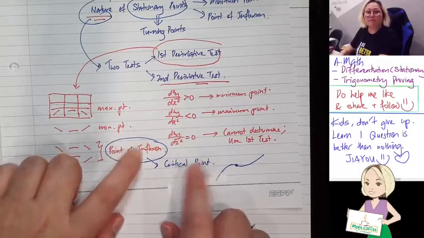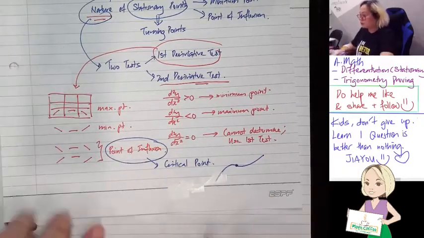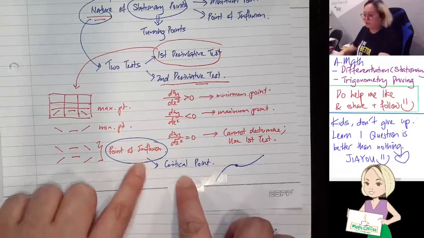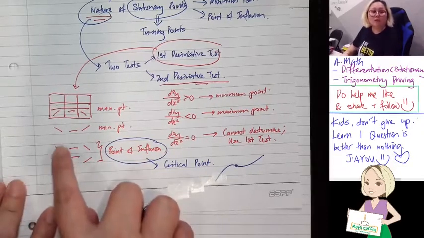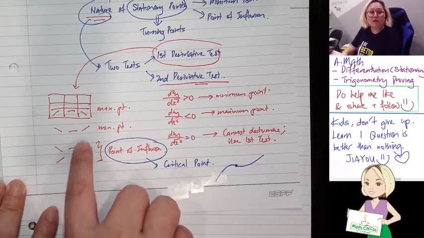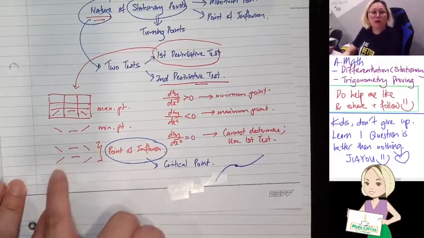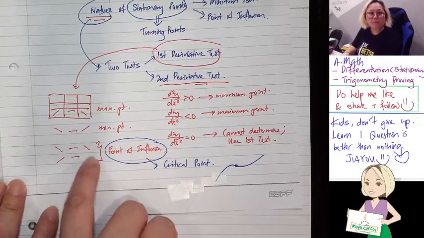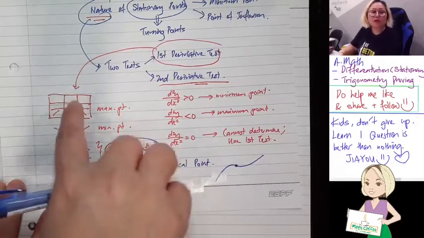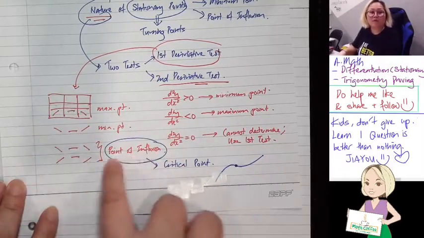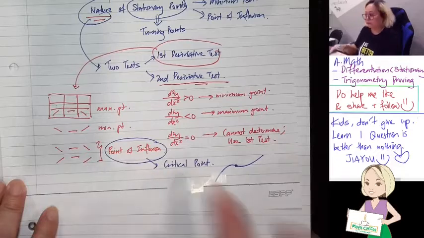So for a critical point or point of inflection, when we do the first derivative test, the slope will be down, horizontal, and down, or up, horizontal, and up. So in these two situations, when you do the first test, it is a point of inflection, or you call it a critical point. Okay?